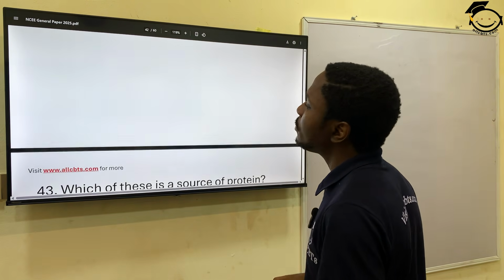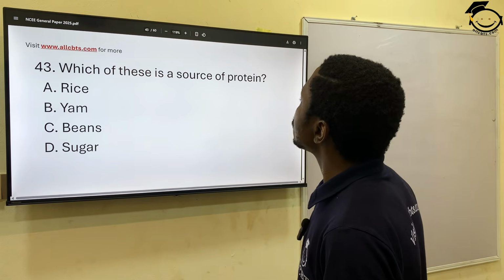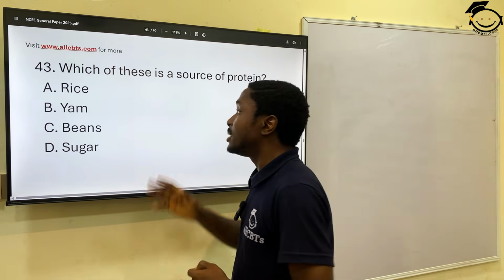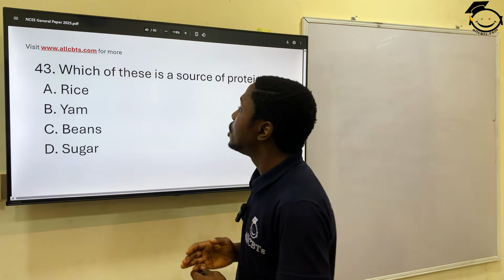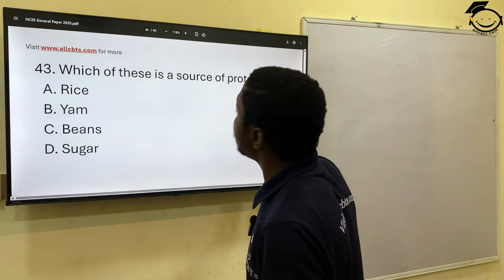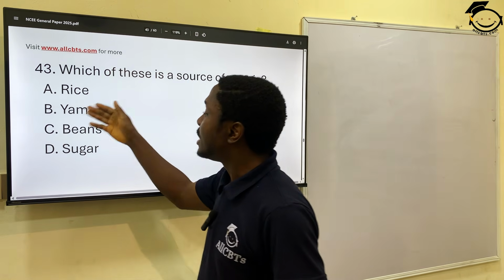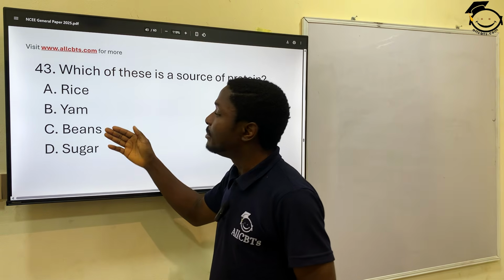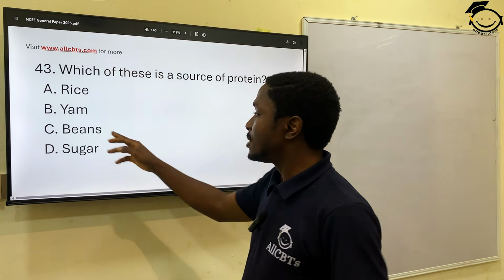43. Which of these is a source of protein? Okay, now we are under the classes of foods. So which of these foods will give you protein? We have rice, yam, sugar, and beans. Okay, beans is the correct answer.